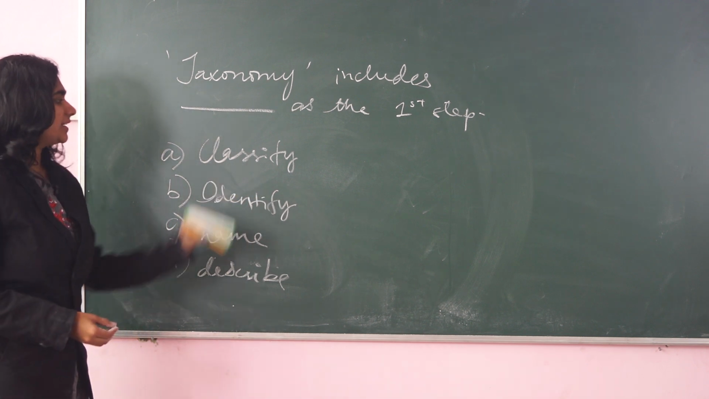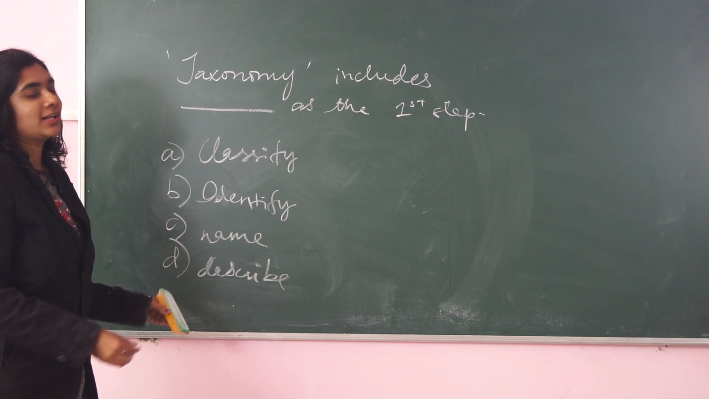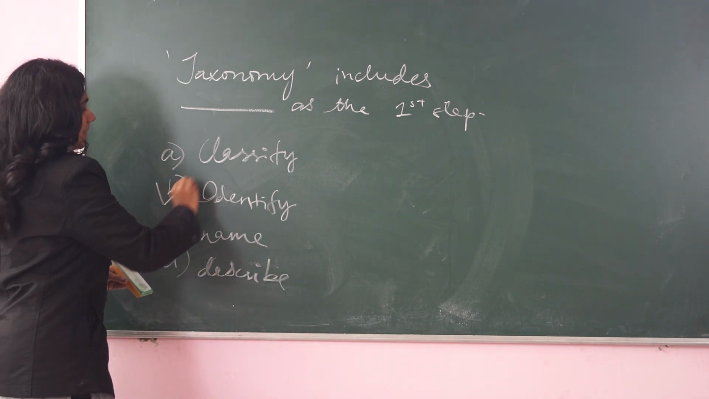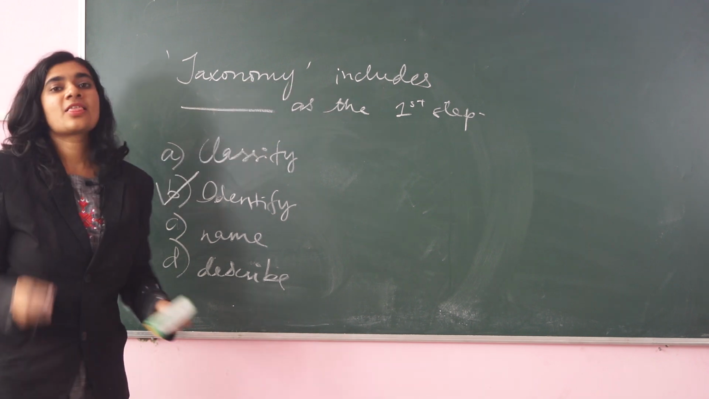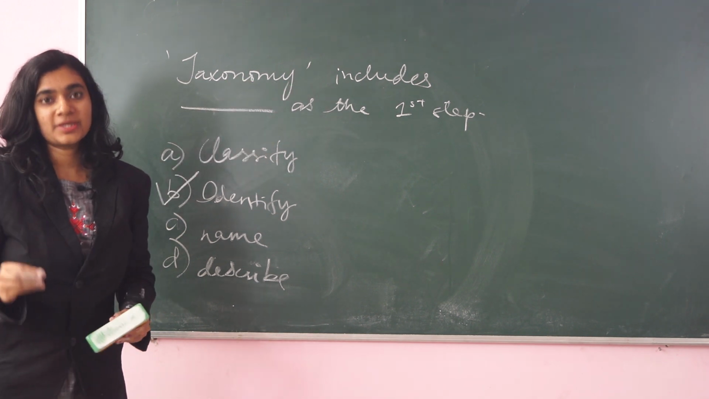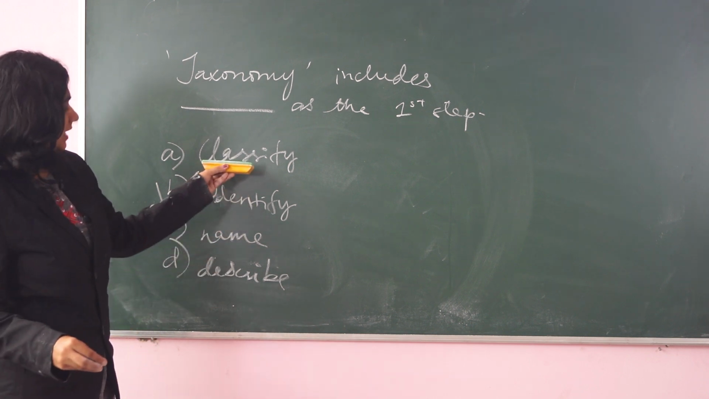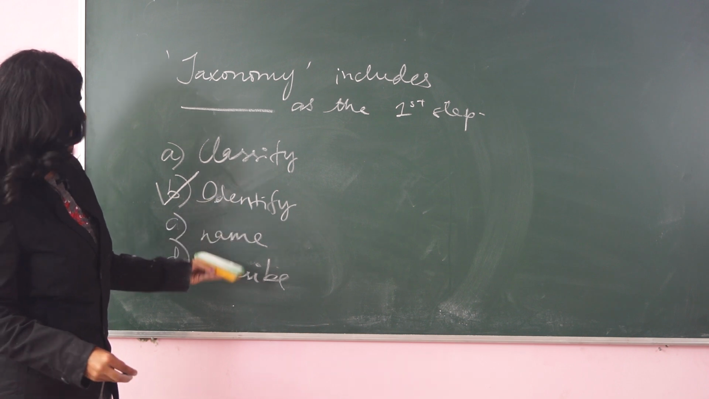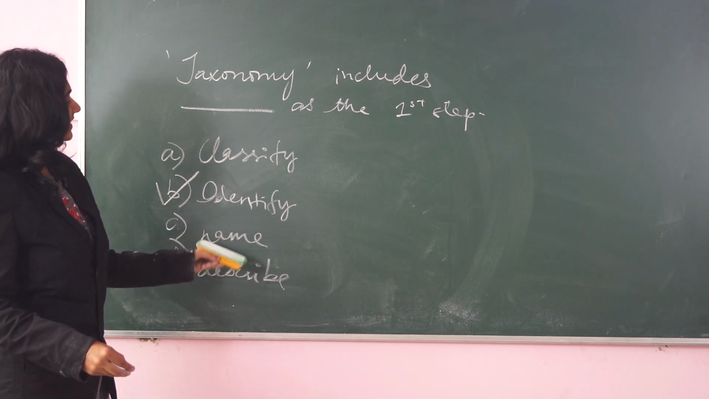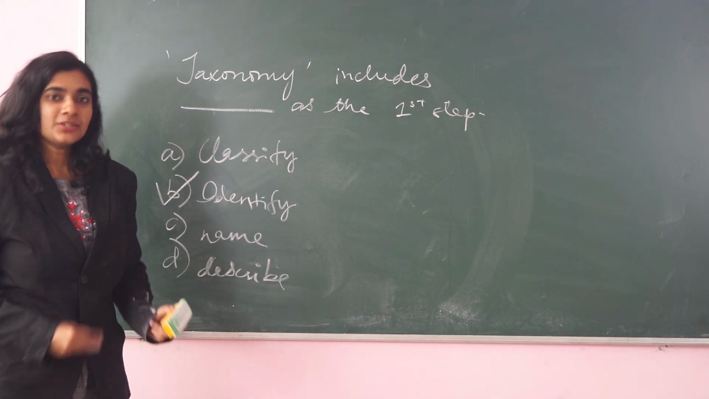Well, if you said it is to classify, name or describe, then you're wrong. The actual answer is identify. Okay? Taxonomy includes the study of principles and methods to identify, classify, describe, name and classify an organism, be it plant or an animal.